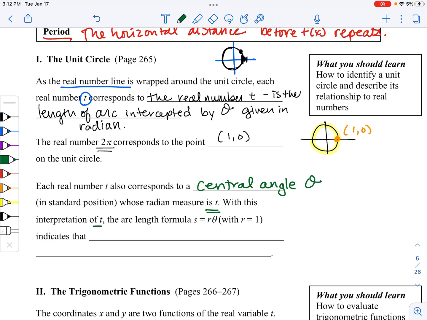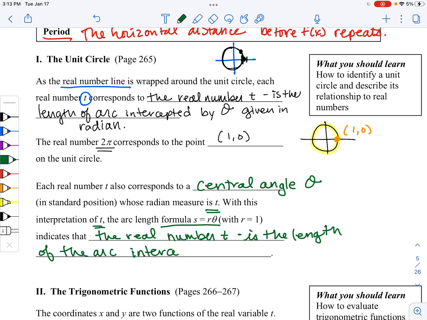With this interpretation of t, the arc length formula of s equals r times theta, with r always equal to 1, indicates the real number t is the length of the arc intercepted by the angle theta, given in radians.